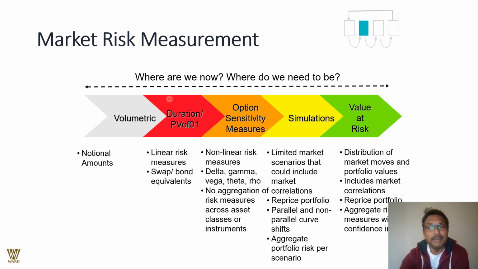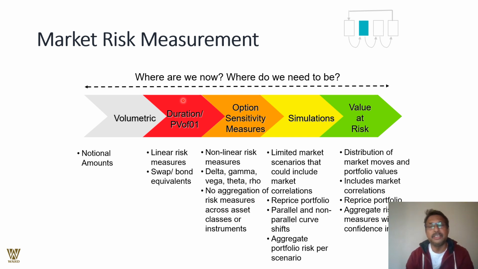So if we are putting money into an investment for a business, what is the return that we need to accrue upon it? Remember, the return should be more than the money we are putting in as of today. The present value, it should be more than the present value. So linear risk measures: swap, bond equivalent. Option sensitivity measures, non-linear risk measures: delta, gamma, vega, theta, rho. Then aggregations of risk measures across assets and classes, perhaps instruments, if I may say so.